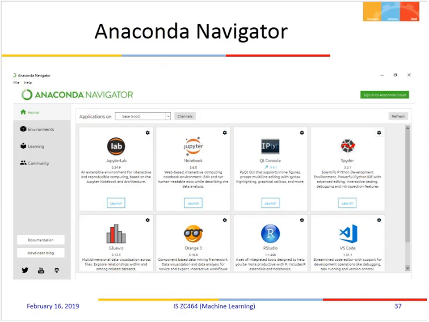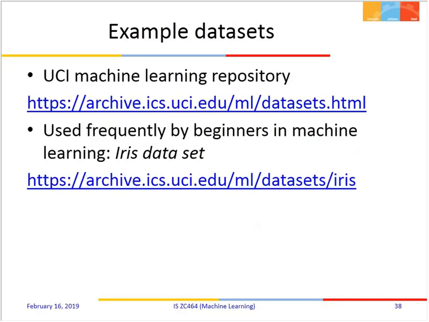So Anaconda Navigator appears like this, in which you can click at Spyder. So Spyder provides you the Python code development environment. So from there you can start. There are example datasets available at this website, which is known as UCI Machine Learning Repository. So it is University of California, Irvine, which is maintaining the standard datasets.